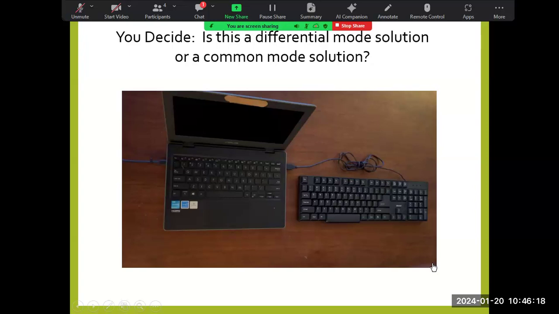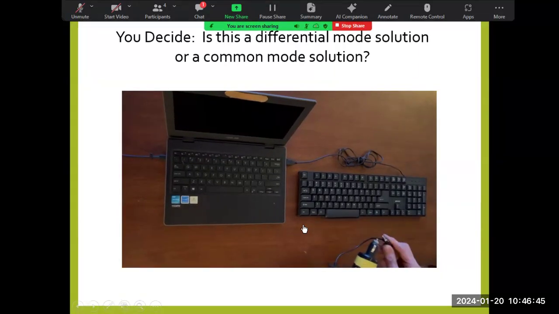Tried it again with a laptop and a keyboard, another USB keyboard. Now, when you look at this, it'll show you how to fix the problem. You tell me whether you think it's common mode or differential mode that's the problem. Differential mode's the loop, common mode's the wiring, right? So watch this and you tell me what you think.